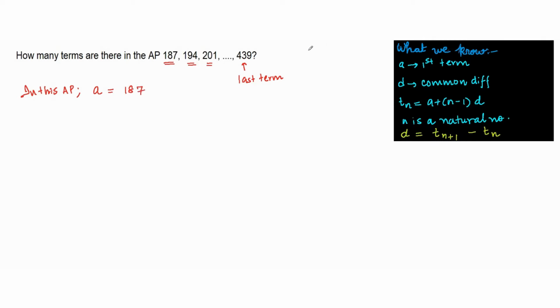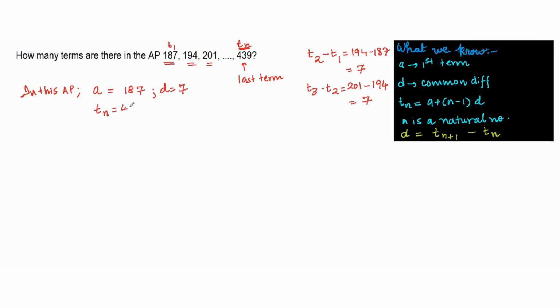First of all, is this an AP? Let's quickly check. T2 minus T1, second term minus the first term is 194 minus 187, that happens to be 7. And T3 minus T2 is 201 minus 194, that is also equal to 7. So 7 is therefore the common difference. So I can say that d is 7. And 439 is the nth term. So let's assume that this is Tn and this is T1. So basically I'm trying to find the value of n over here.